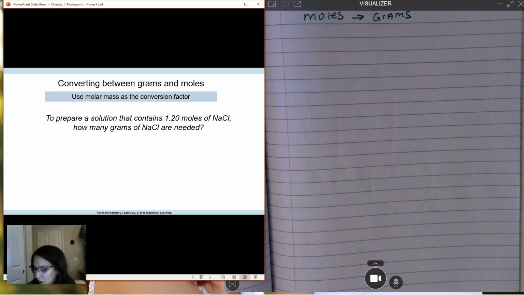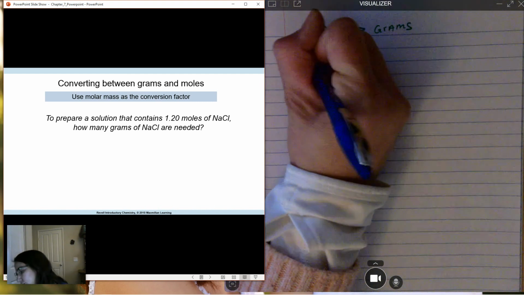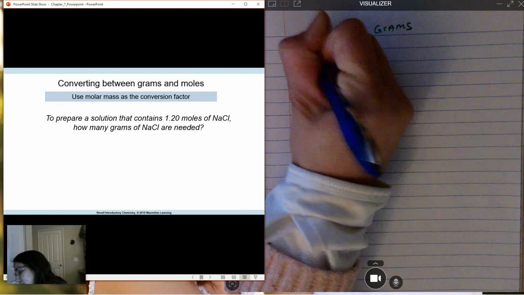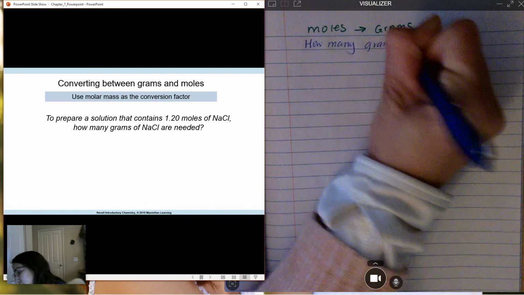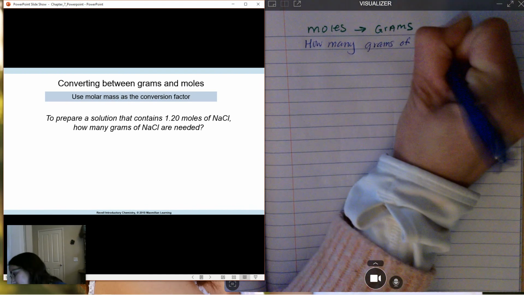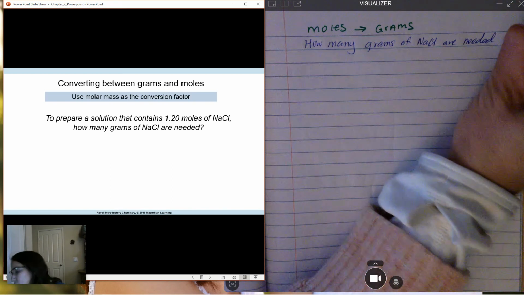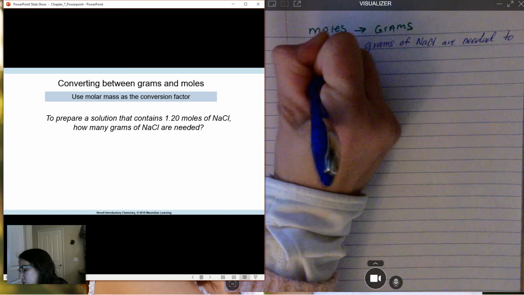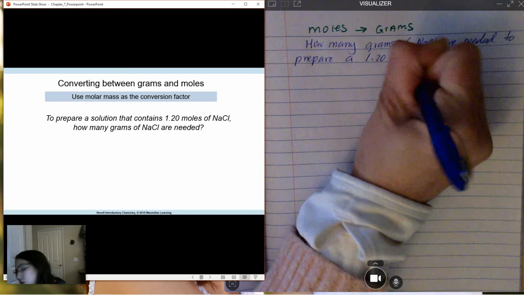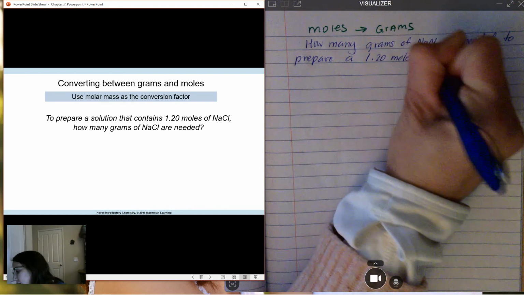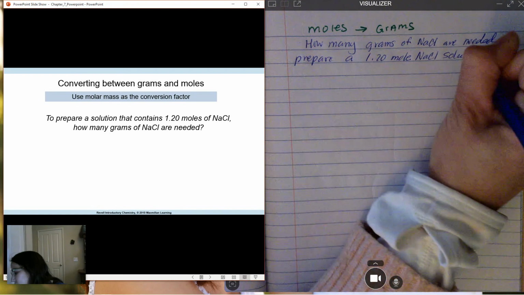All right. So in my question, it says we have a solution. How many grams of NaCl are needed to prepare a 1.20 mole NaCl solution? There we go.